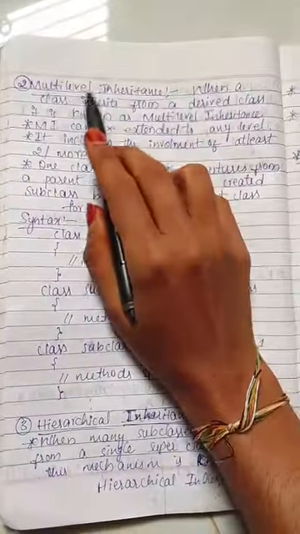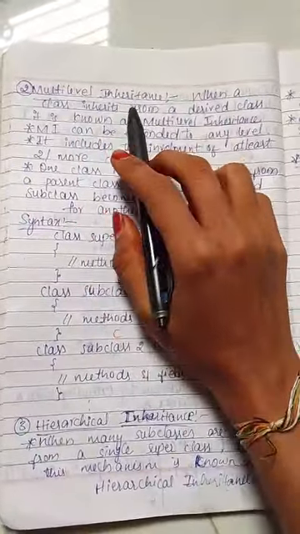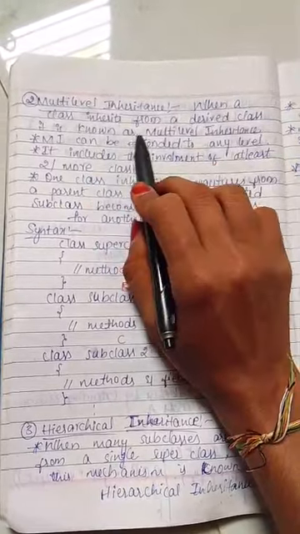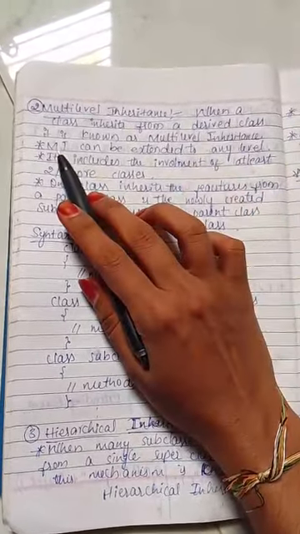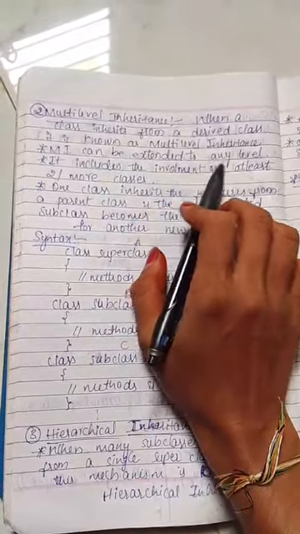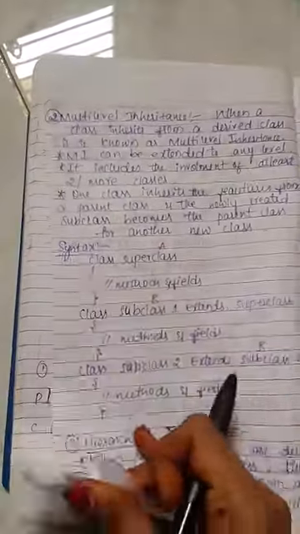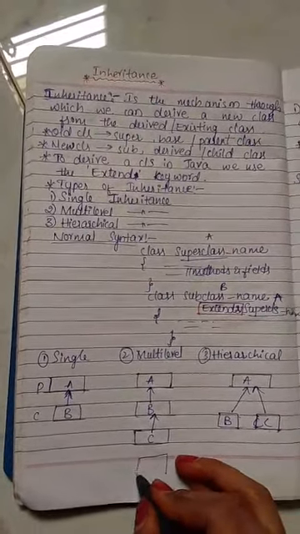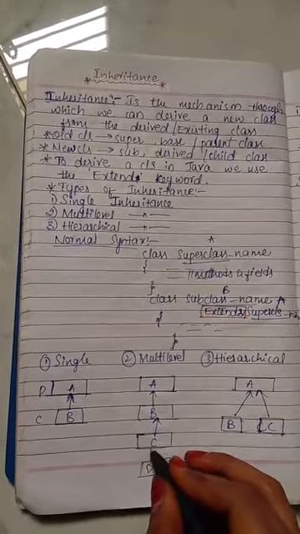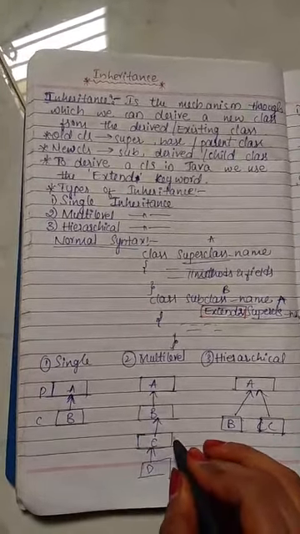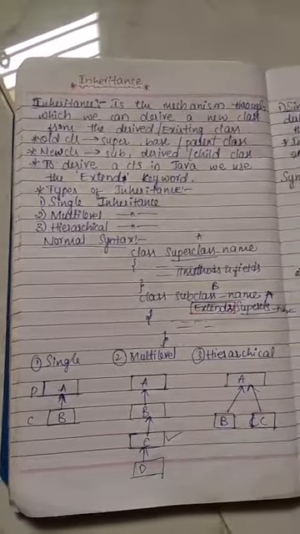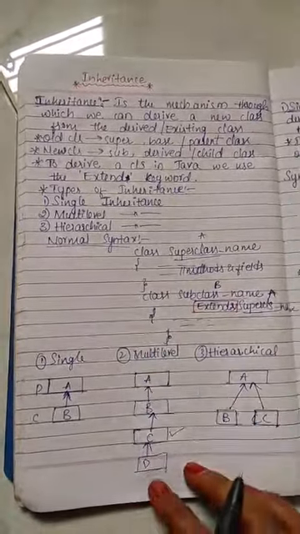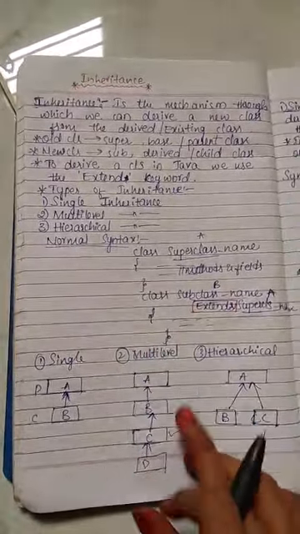And the second one, multi-level inheritance. When a class inherits from a derived class, it is known as multi-level inheritance. Multi-level inheritance can be extended to any level. Again, I can have one more class D, which is a subclass of C. C will be the superclass here for D. Like this, it can extend to any level. This is multi-level inheritance.